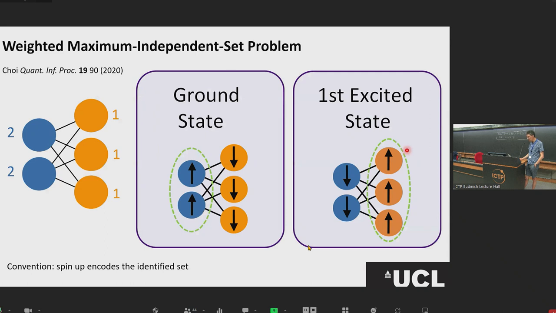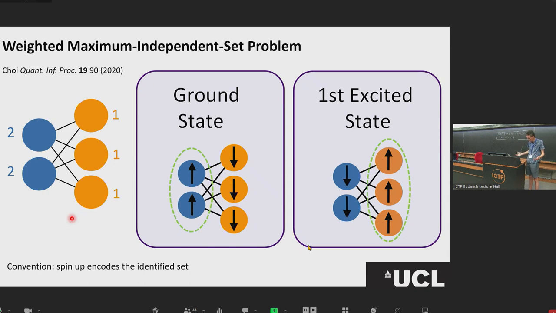And again, inspired by the work that Vicky Choi has done, we're going to look at the effect of these drivers on the weighted maximum independent set problem. So I'll talk a bit about the problem where we have this bipartite graph where we're looking to create an independent set, i.e. a set where no members of that set are directly coupled by the black lines. And we give each variable a weight, and we want to maximize the weight within the set.